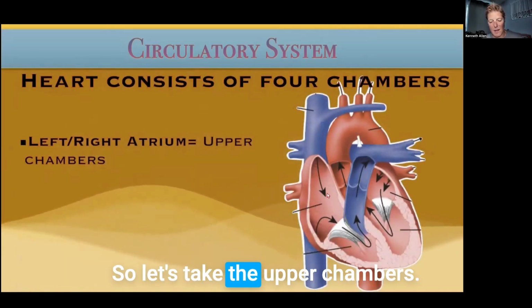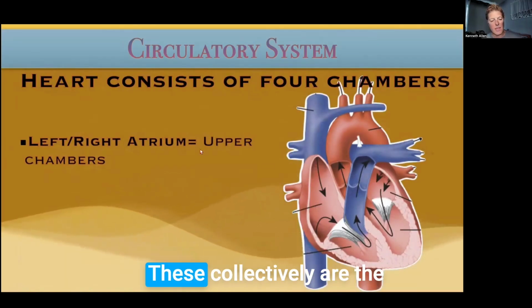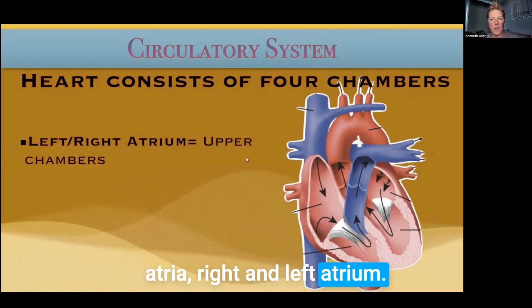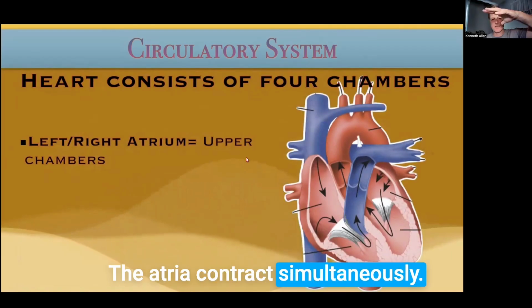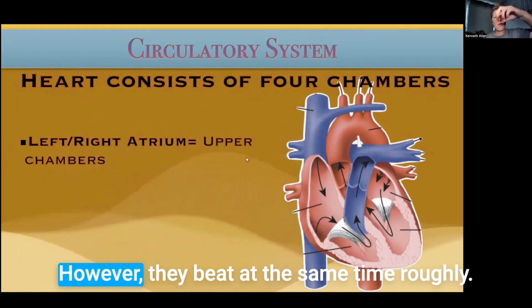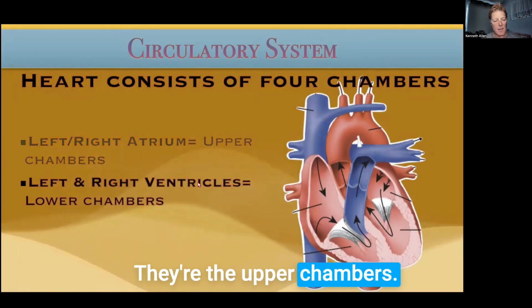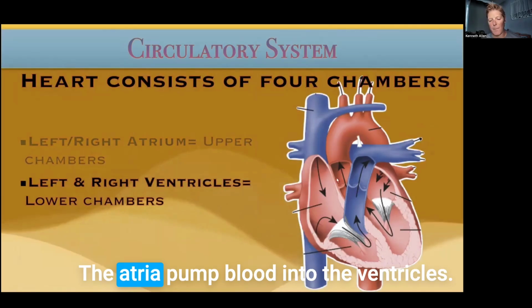So let's take the upper chambers. Here's chamber 1, and there's chamber 2. These collectively are the atria, right and left atrium. The atria contract simultaneously. They're moving blood in different places. However, they beat at the same time, roughly. They are the upper chambers. The lower chambers are the right and the left ventricles. The atria pump blood into the ventricles.